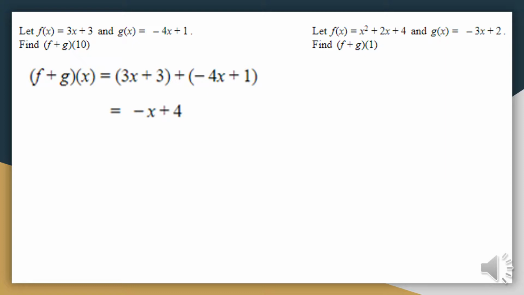But we're not done because it says to find it at 10, so not just x, at 10, which means I need to substitute in 10 everywhere I see an x. So again, when I plug something in, I put it in parentheses. So I have negative (10) plus 4, which is negative 6. Go ahead and try the right example on your own.